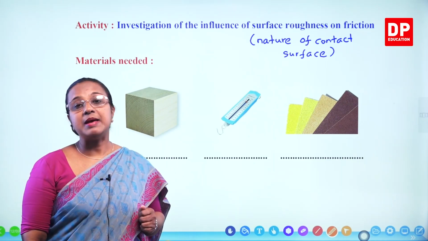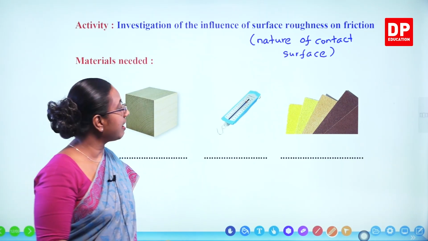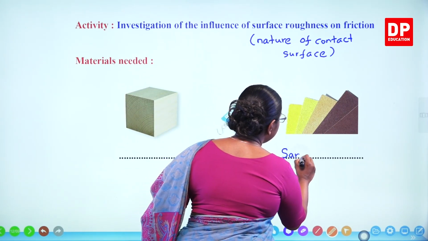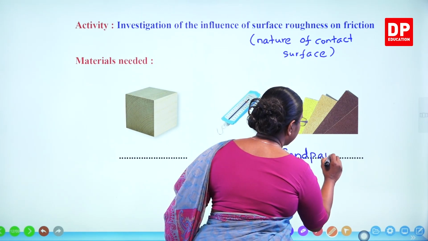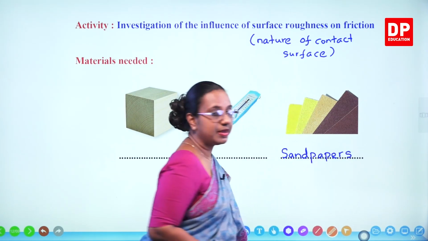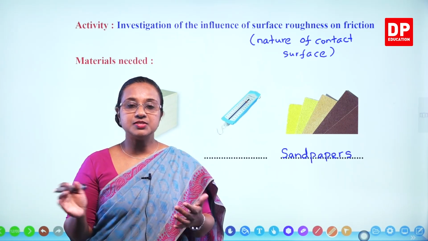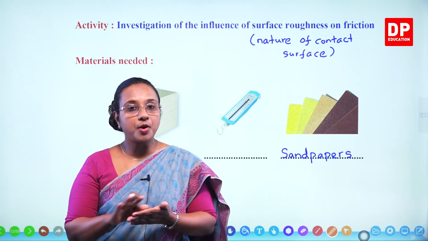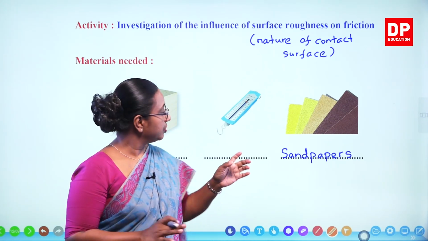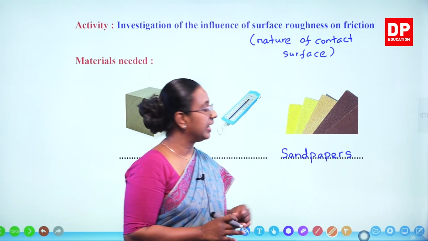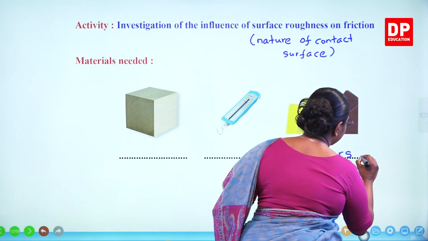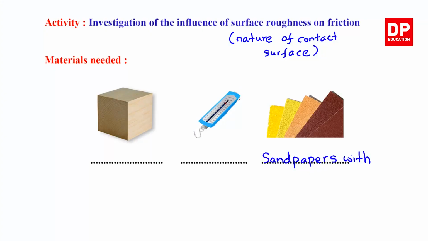So the ideal material to get different roughness is given to you here. These are sandpapers. You all know the use of sandpapers. They have a rough surface. We use them to polish surfaces, maybe to polish wood or polish surfaces. So these sandpapers can be obtained in different roughness. So sandpapers with different roughness.